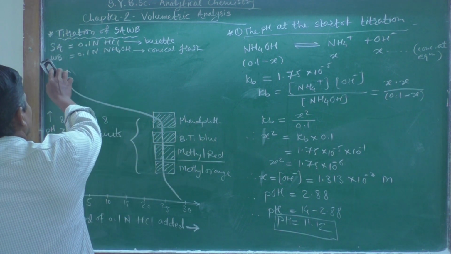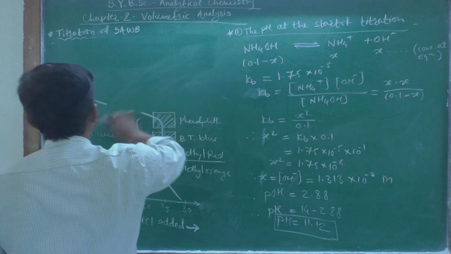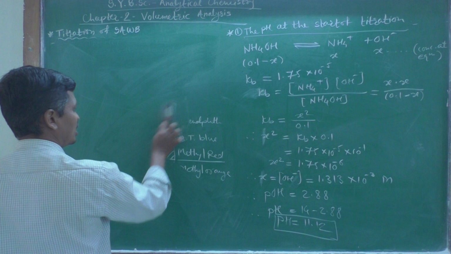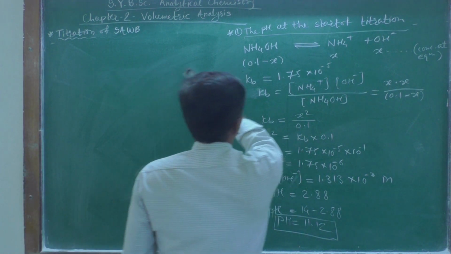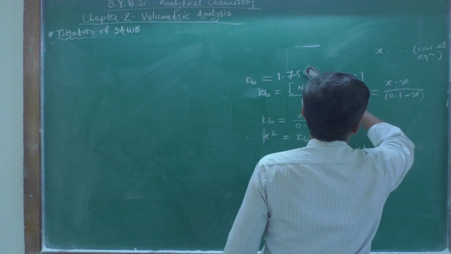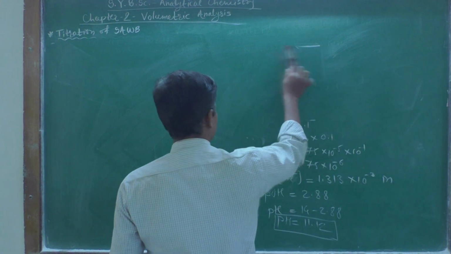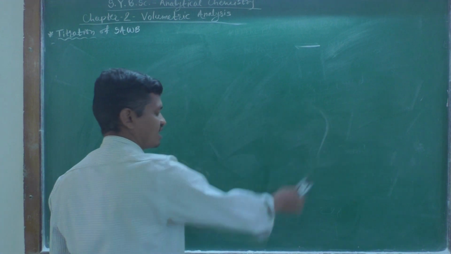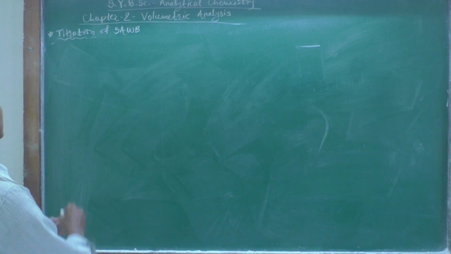Now the second calculation. The second calculation is for when we are adding 10 ml of HCl from the burette to the conical flask, in which we have already taken the ammonium hydroxide solution.